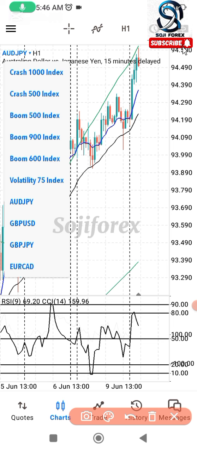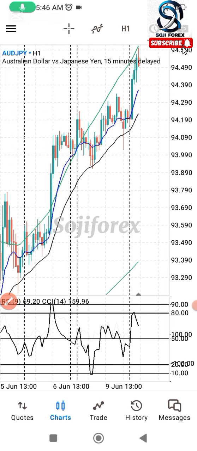So you will be trading AUDJPY, GBPUSD, GBPJPY and EURCAD. These four assets put together are the assets that you can focus on, leverage on, and use to grow your small trading account. Remember, every other rule remains the same.